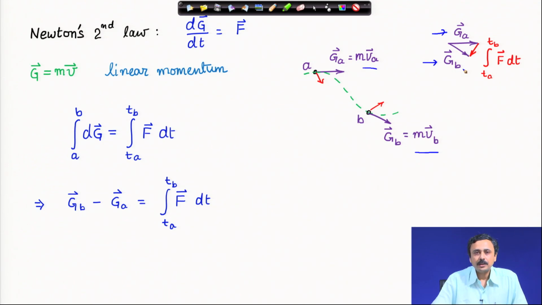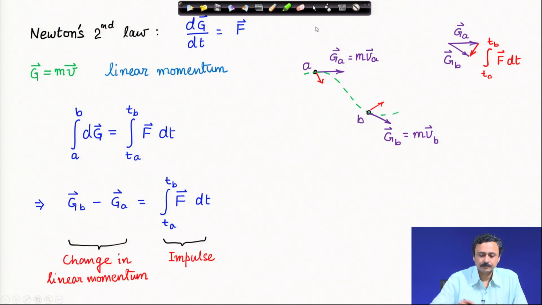Therefore, the change of linear momentum is equal to this vector, which is the integral of the force over time as the particle moves from A to B. The left hand side of this relation is the change in linear momentum, and the right hand side is known as the impulse of the force. This integral of force over time is called the impulse of a force. This is a vector quantity.